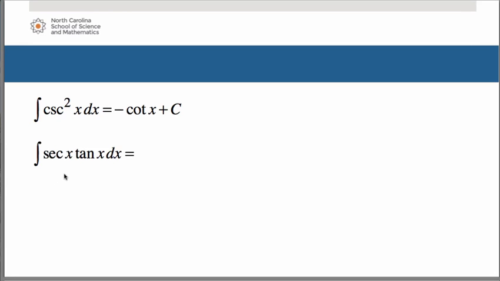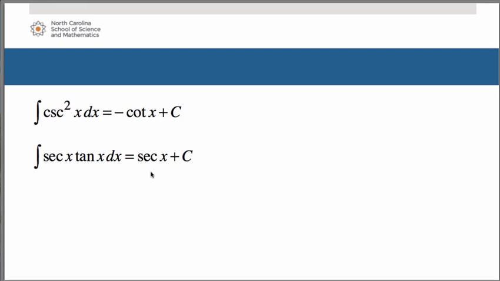What about the antiderivative of secant of x tangent of x dx? Think again of your derivative rules. What did we take the derivative of for which we obtained secant of x tangent of x as our answer? That would be secant of x. We know derivative of secant of x is secant tangent. Notice how these are just, as I like to call them, the trig derivatives backwards. You're simply going backwards from the derivatives you already know to be true.